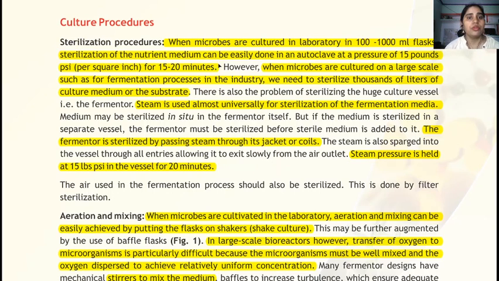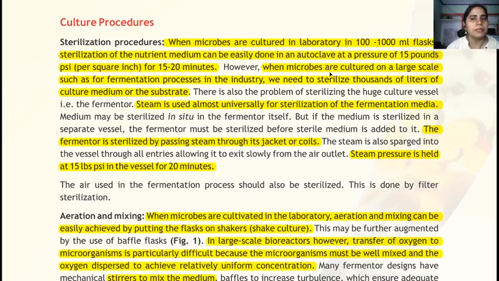But if you are working in industry, how do you sterilize the media? In industry we use a huge amount of media because we are going to produce the product on a large scale. So we take the media in large amounts. This media can be sterilized outside, or in the fermenter.